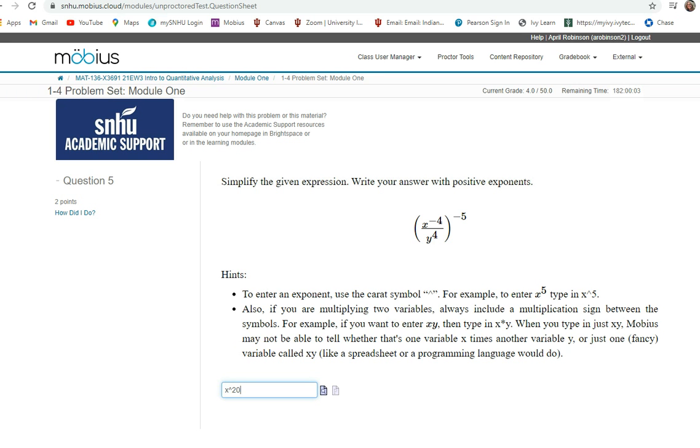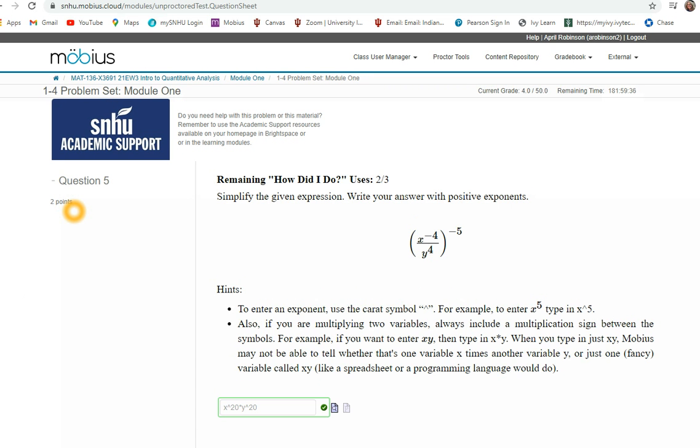Also, if you are multiplying two variables, always include a multiplication sign between the symbols. For example, if you want to enter xy, then type x. Really? Okay. Now they want that. So that would be shift 8. There's the little asterisk. And then I'm going to go y, shift 6 for the caret, and then a 20. How'd it do? Green. Woohoo! All right. I wonder if I can go in and do it again. No, it looks identical like theirs.